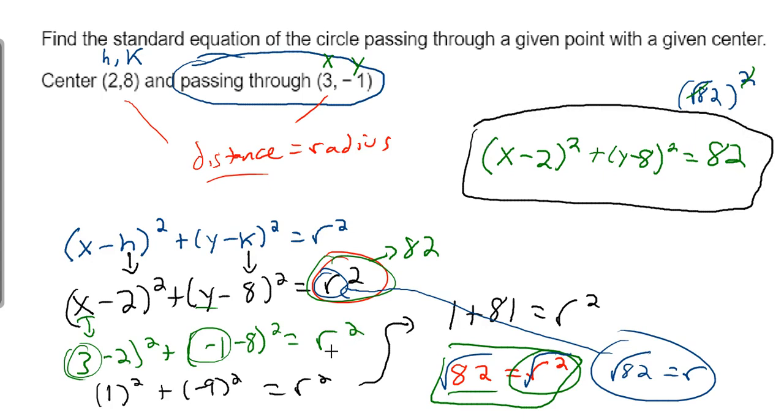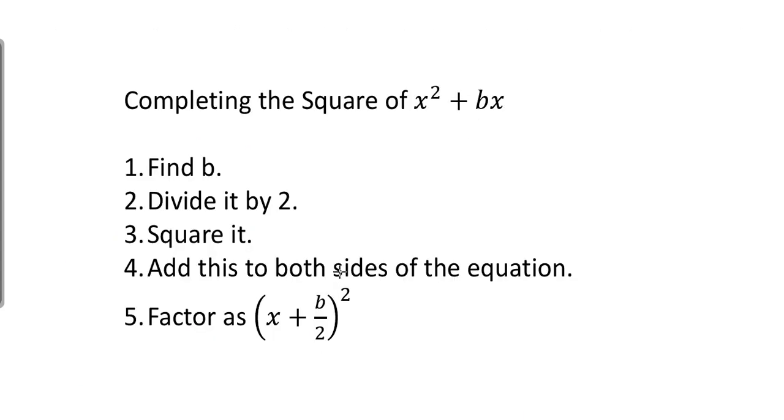All right, so that's the equation of the circle with a center at 2, 8 and passing through the point 3, -1. All right. Unfortunately, there's one other type of problem involving circles, and then this section just has a lot of stuff in it. We have a couple more things to talk about that are not quite as bad as these circles are.